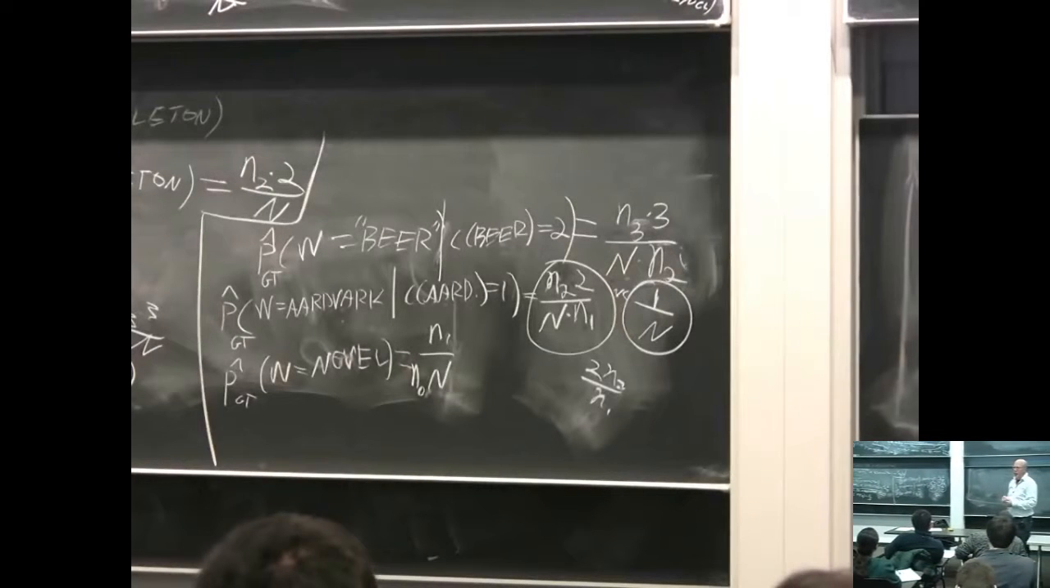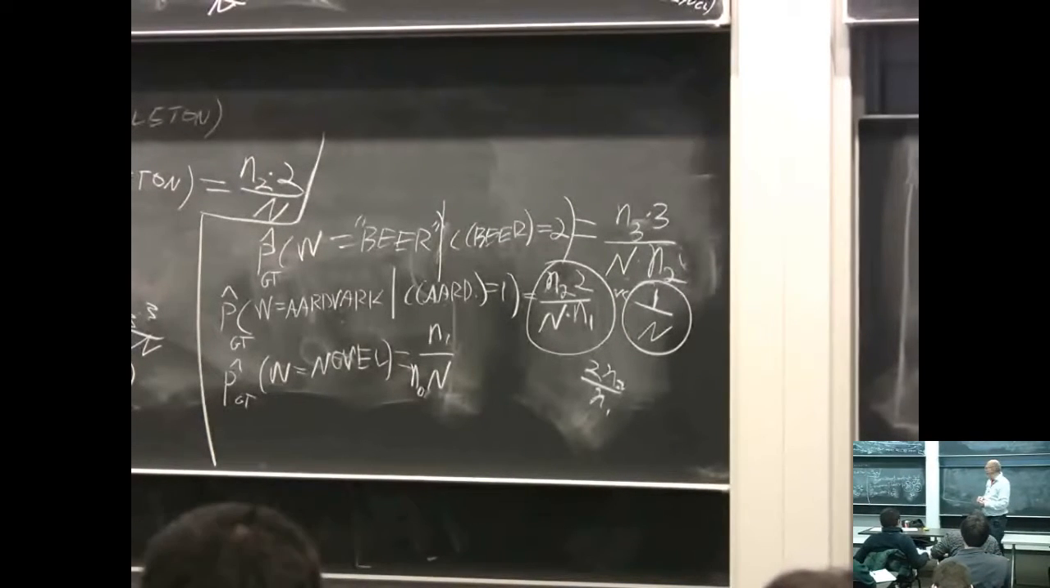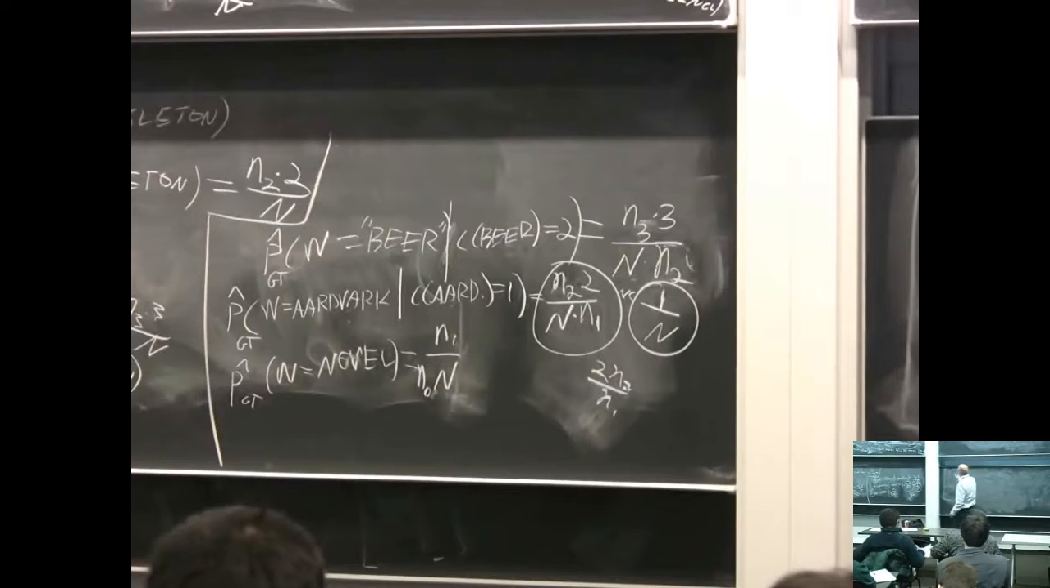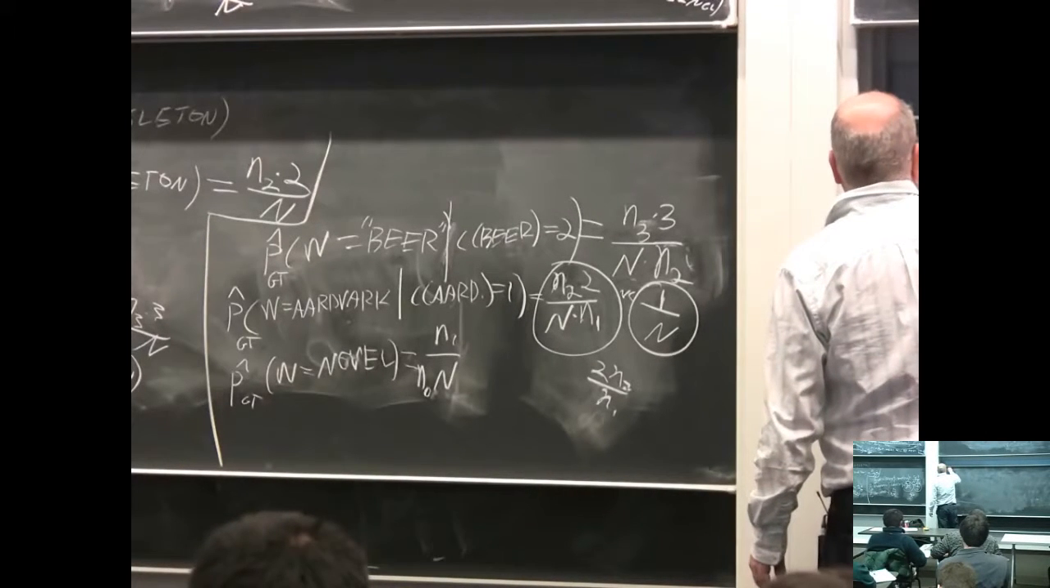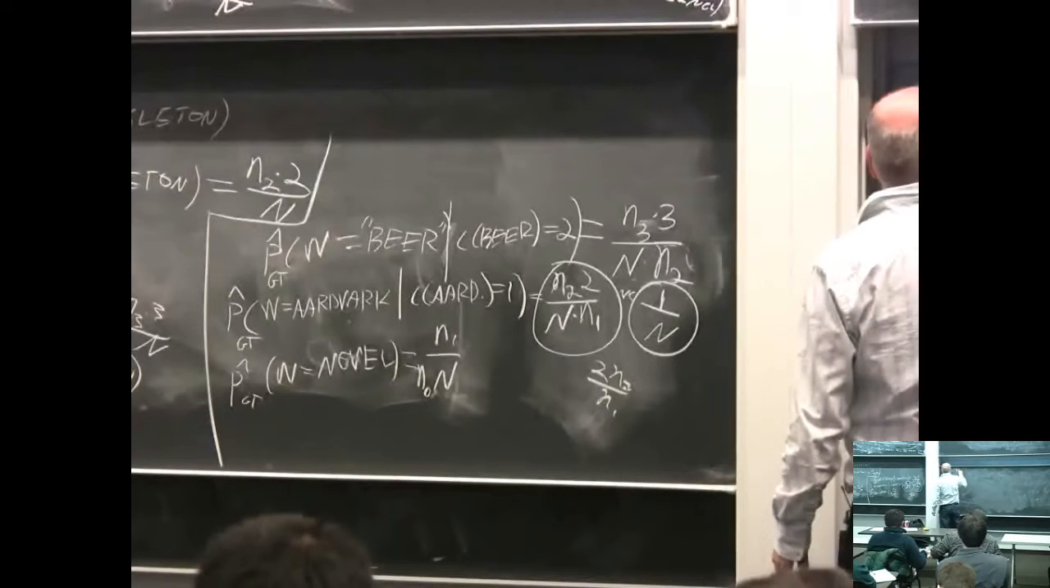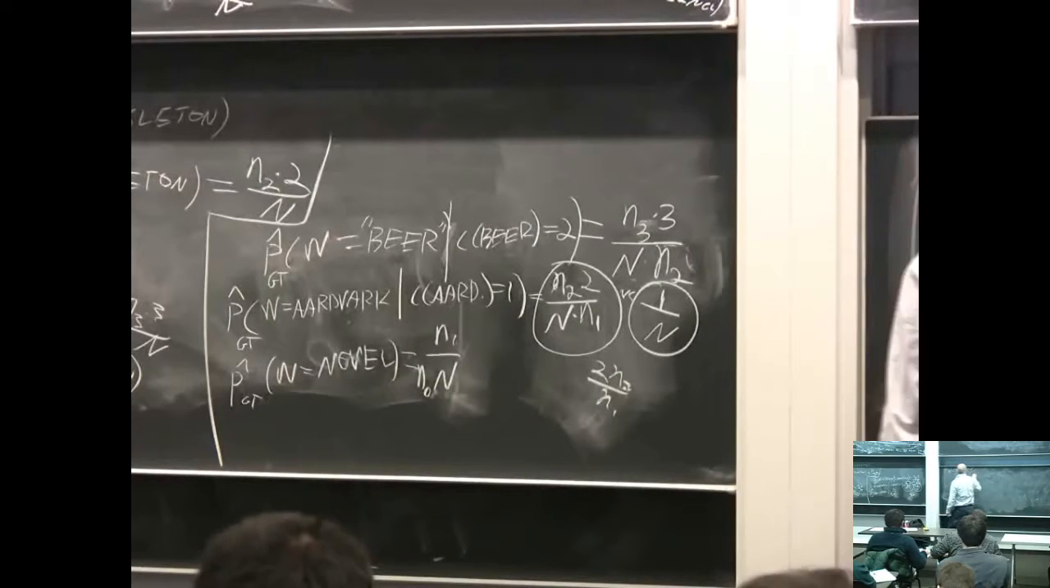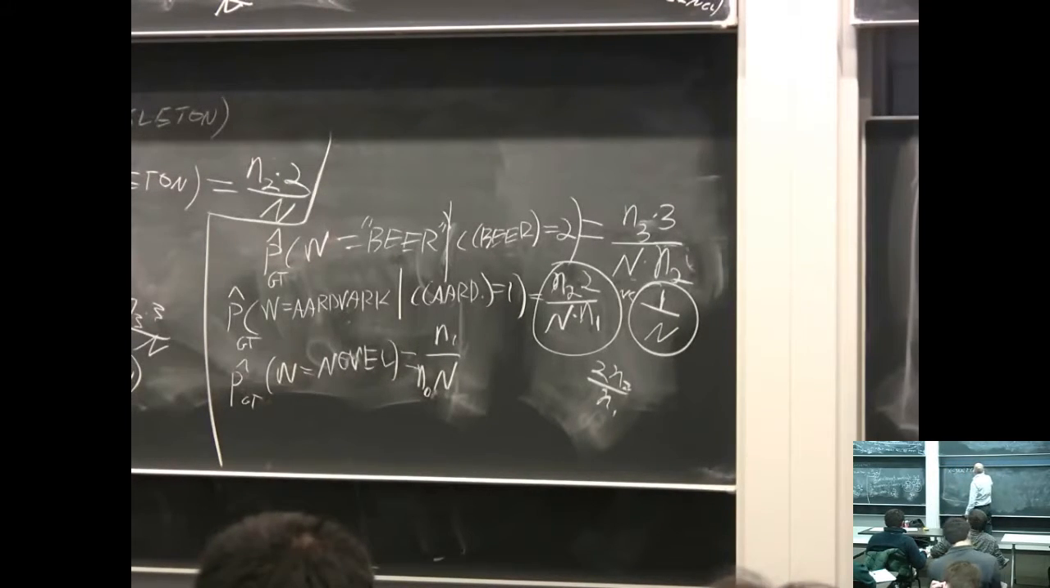Let me move on to other forms of smoothing. So a multinomial: x is distributed as a multinomial with probabilities P1, P2, ..., Pk.